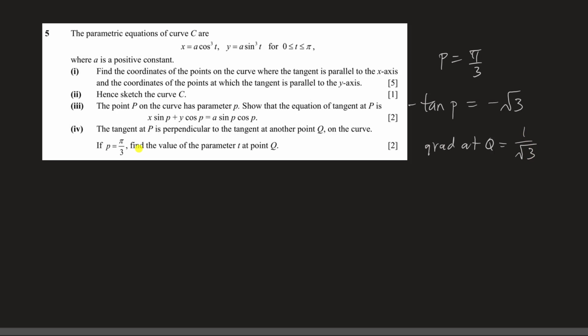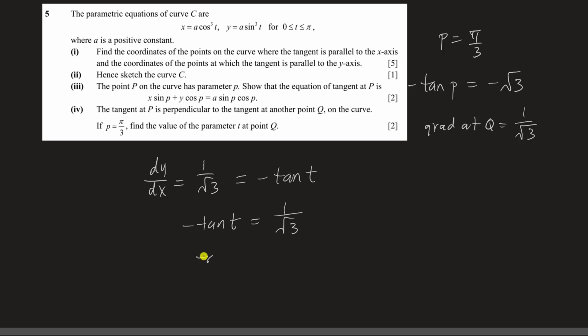So therefore, if they want you to find the value of the parameter t at point Q, very easy, throw this in. Since dy dx, we know that it is 1 over root 3, which is negative tangent t. This is my new mystery parameter for Q. So equate negative tangent t to 1 over root 3. So therefore tangent t is negative 1 over root 3. We know t is in either the first or second quadrant. And since it's negative, t has to be in the second quadrant.